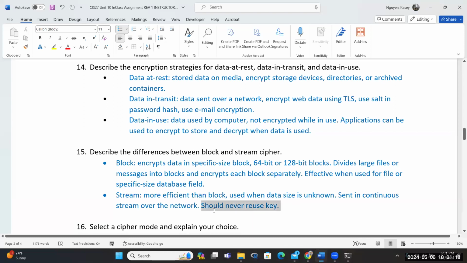But we should never, ever reuse the key. Because when you recycle the key, it can be captured and used for decrypting. And this is how a lot of the time they break web traffic.